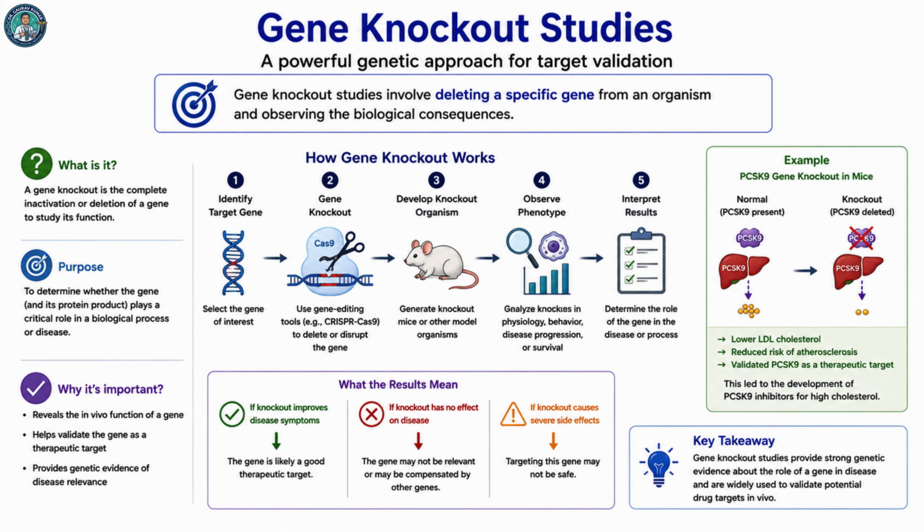One common validation strategy involves gene knockout experiments. In these studies, researchers remove a specific gene from an organism. They then observe the biological consequences. If deleting the gene improves disease symptoms, the target may be therapeutically valuable. Knockout mouse models remain widely used in biomedical research and drug discovery.